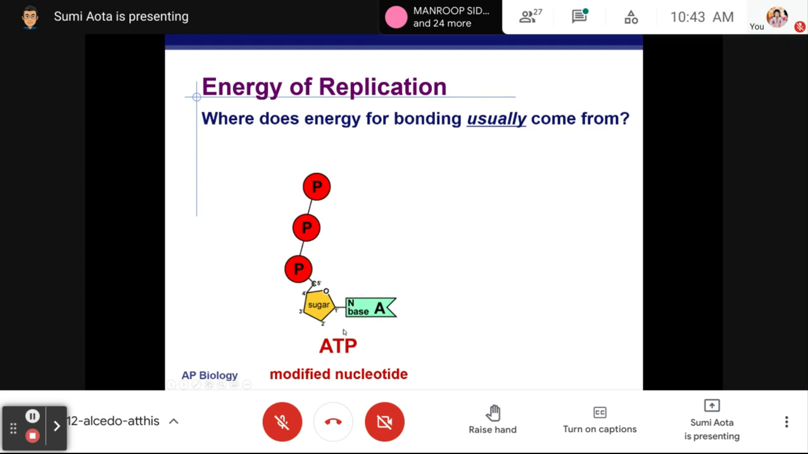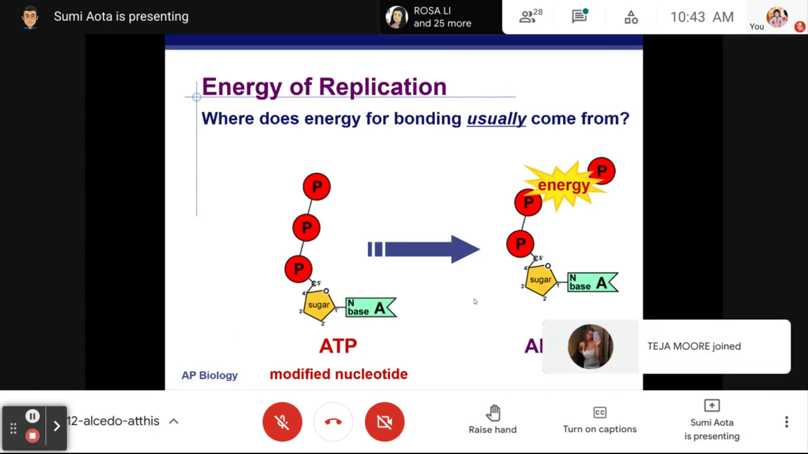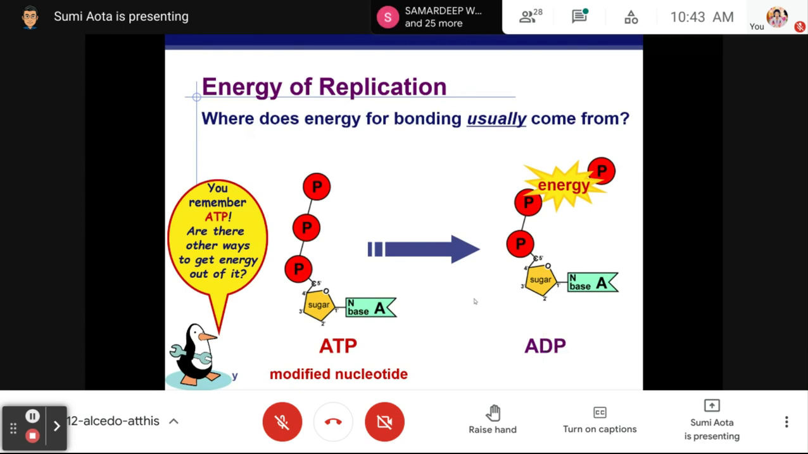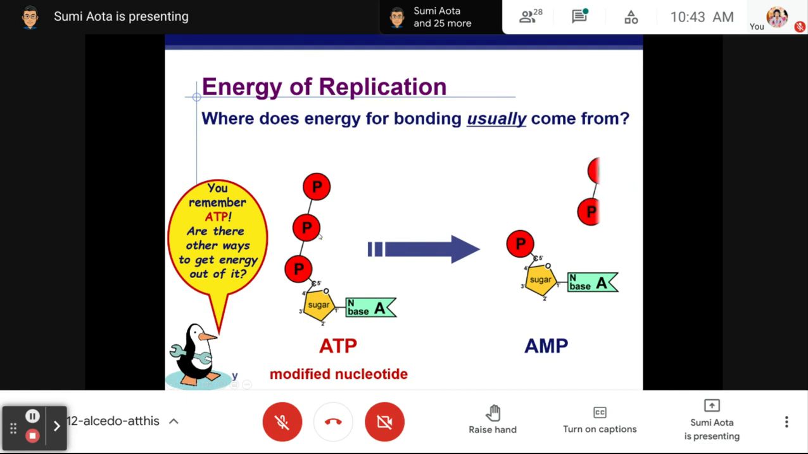Which is, if you think about it, a modified nucleotide. If you remove one phosphate, you go to ADP. And you get energy that you can use for something else. But there are other ways we can store energy in ATP. We could take ATP and remove two phosphates and make AMP.